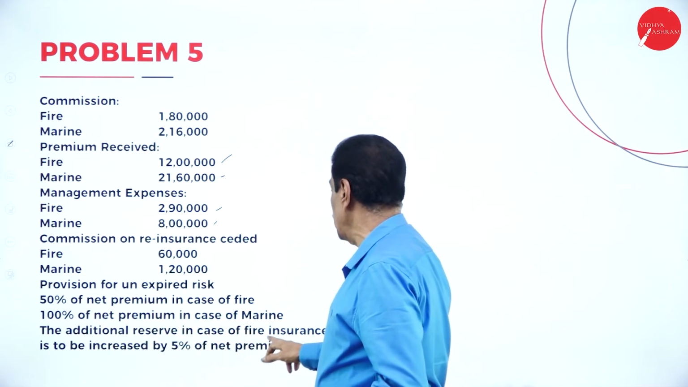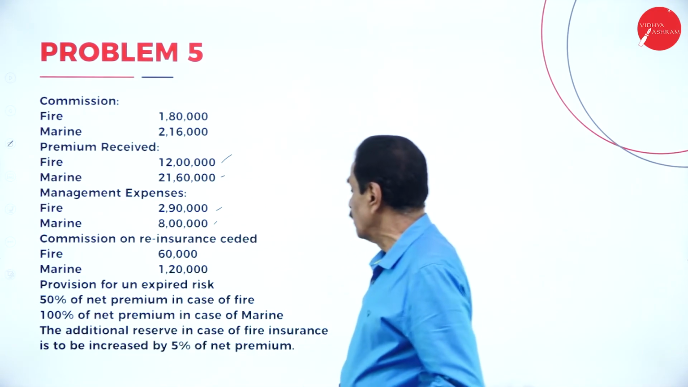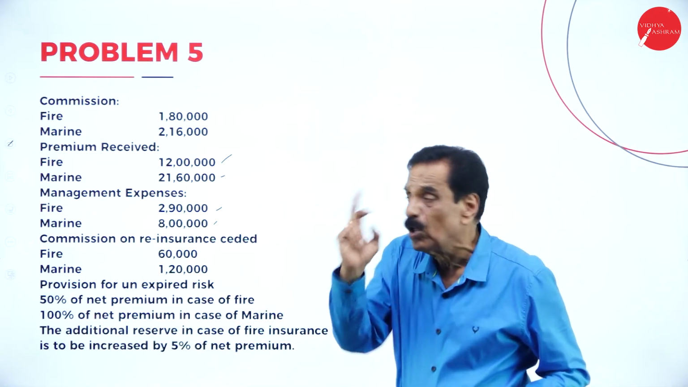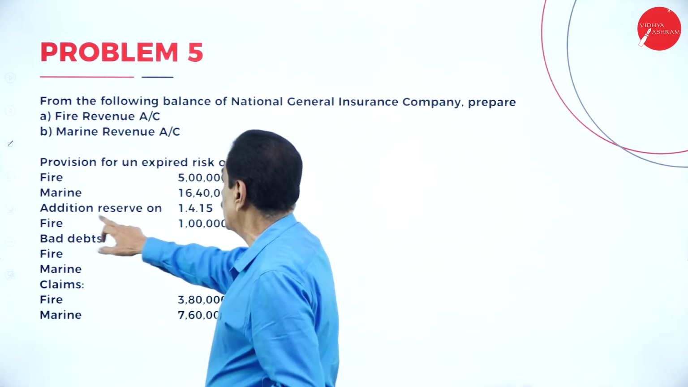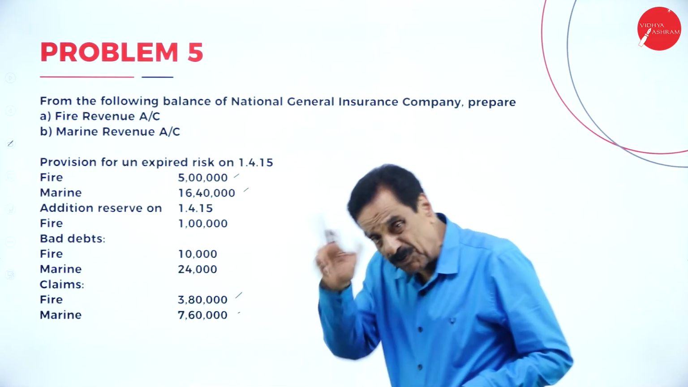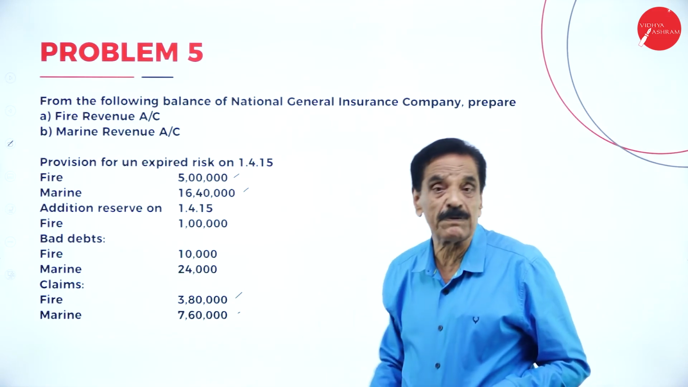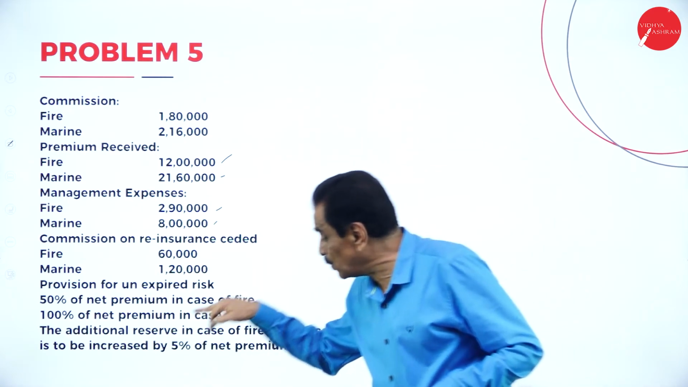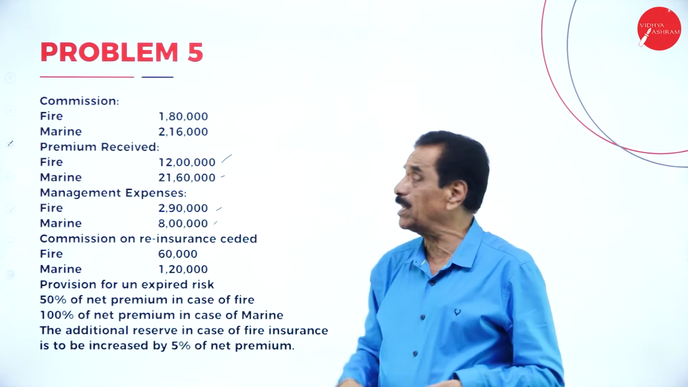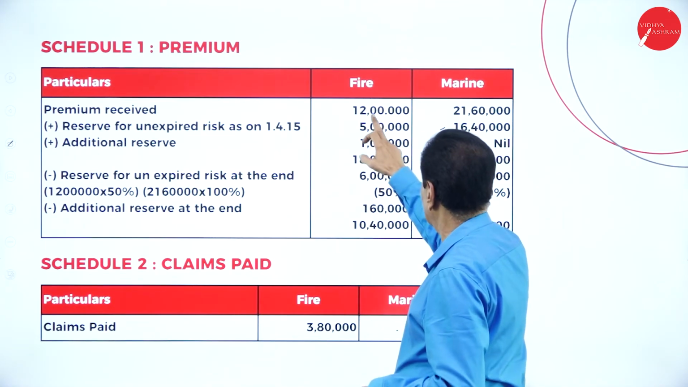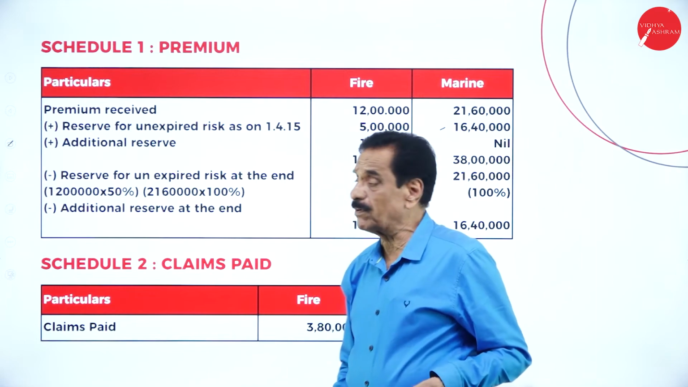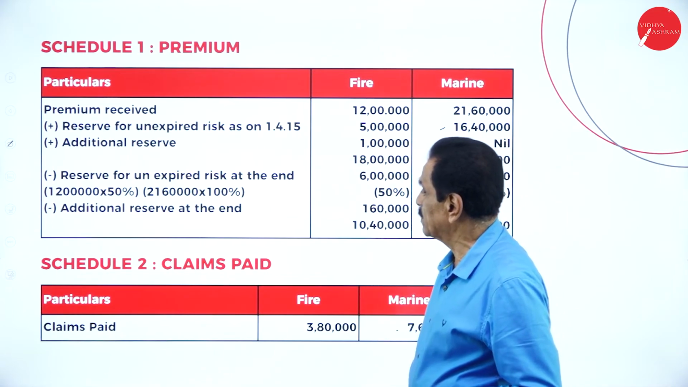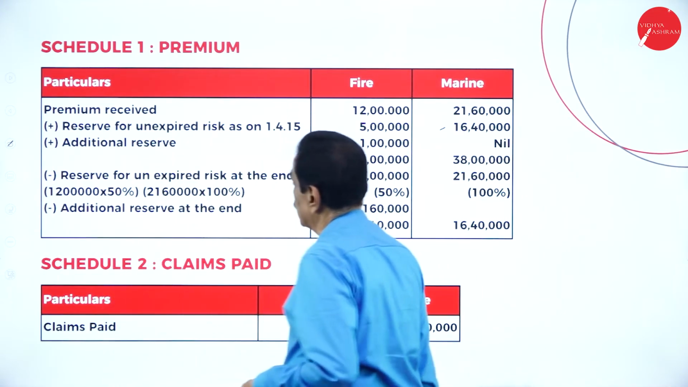Here, the additional reserve in case of fire insurance is to be increased by 5% of net premium, that's all. If the wording is "in addition to", it means additional reserve: how much is already there? 1 lakh plus 5%. Not directly increased by 5% of net premium; in addition to means 1 lakh plus 5% of the net premium. Here, additional reserve 5% of 12 lakh, so 1 lakh plus 60,000, which is 1,60,000 as the additional reserve at the end.